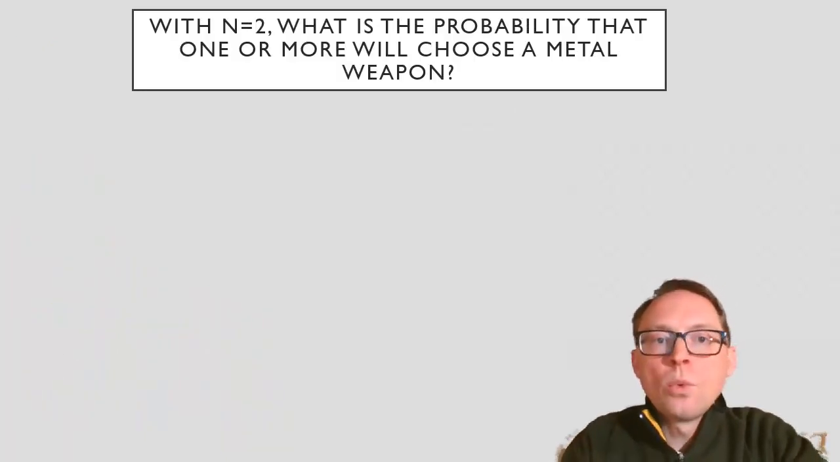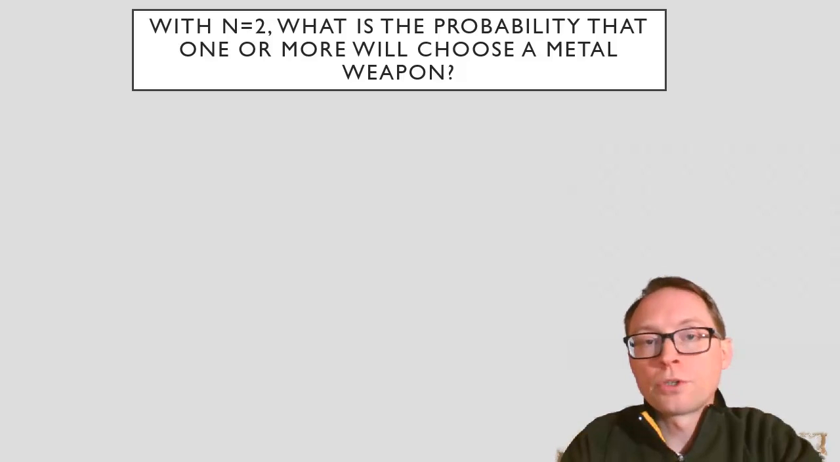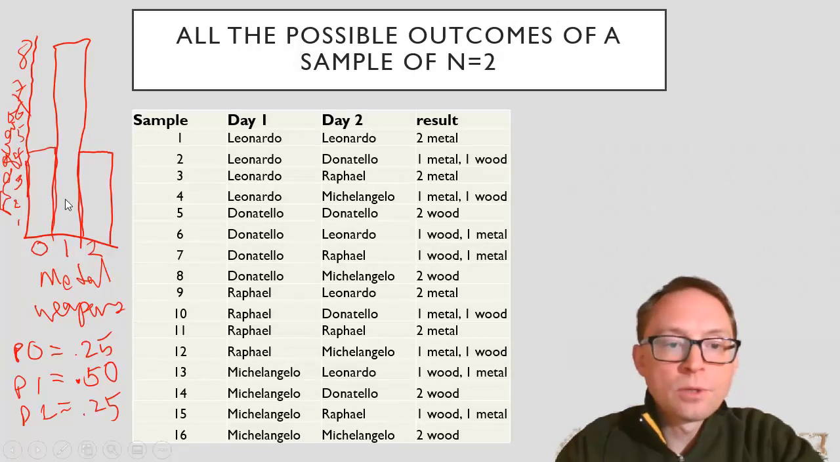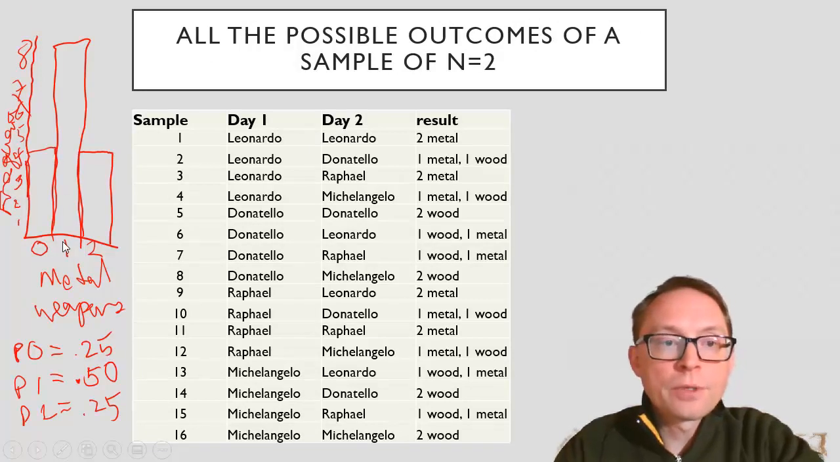With n equals 2, what is the probability that 1 or more of the turtles will choose a metal weapon? So if n equals 2, what's the probability that 1 or more will have a metal weapon? So let's look back at our data, right? Look at our frequency. 1 or more.